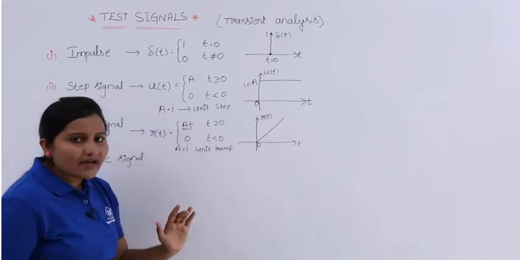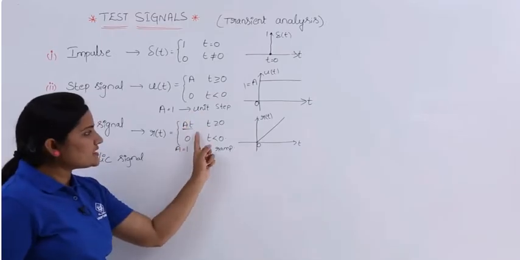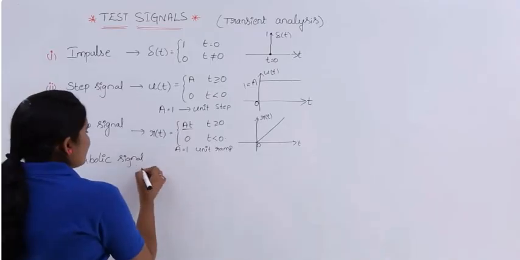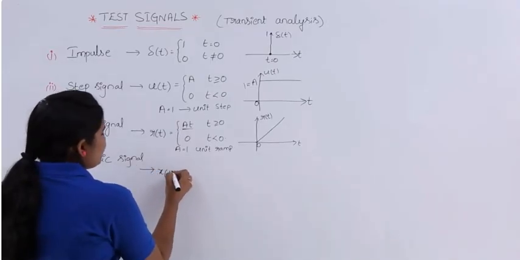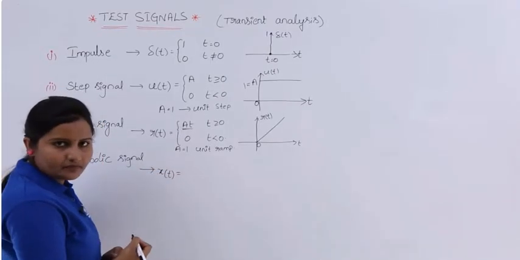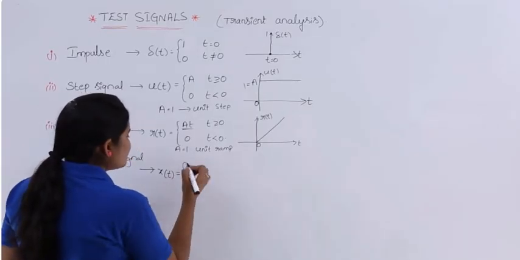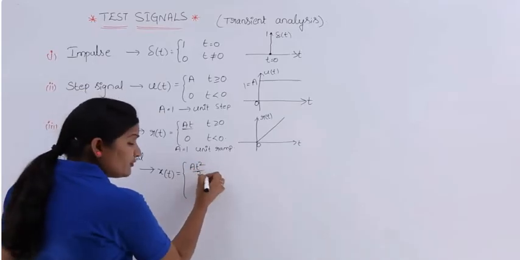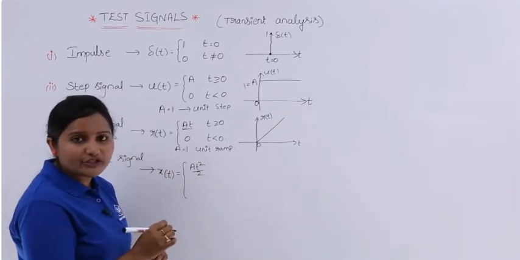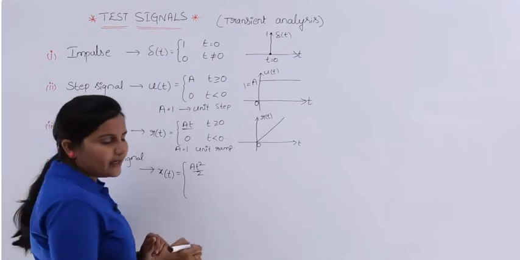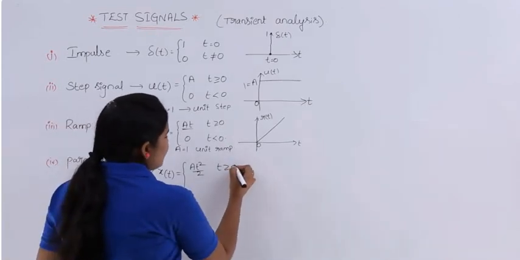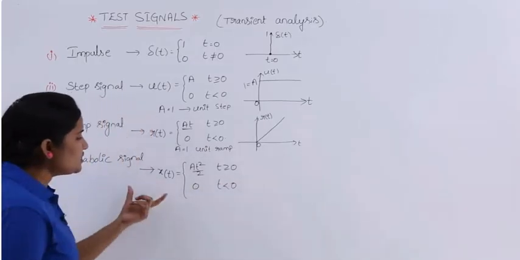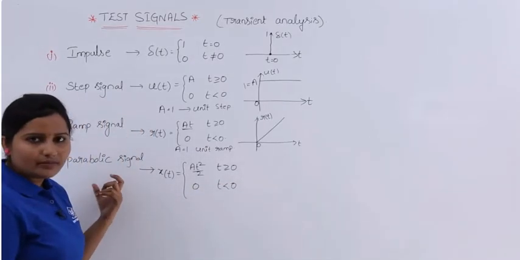If your ramp is having some amplitude, then you need to consider the definition like this. Now coming to the parabolic signal, I am representing it as x of t, and the definition of x of t is a t square by 2. If your parabola has some amplitude, then it is a t square by 2 when t is greater than or equal to 0, and 0 when t is less than 0. This is the definition for your test signal parabola.